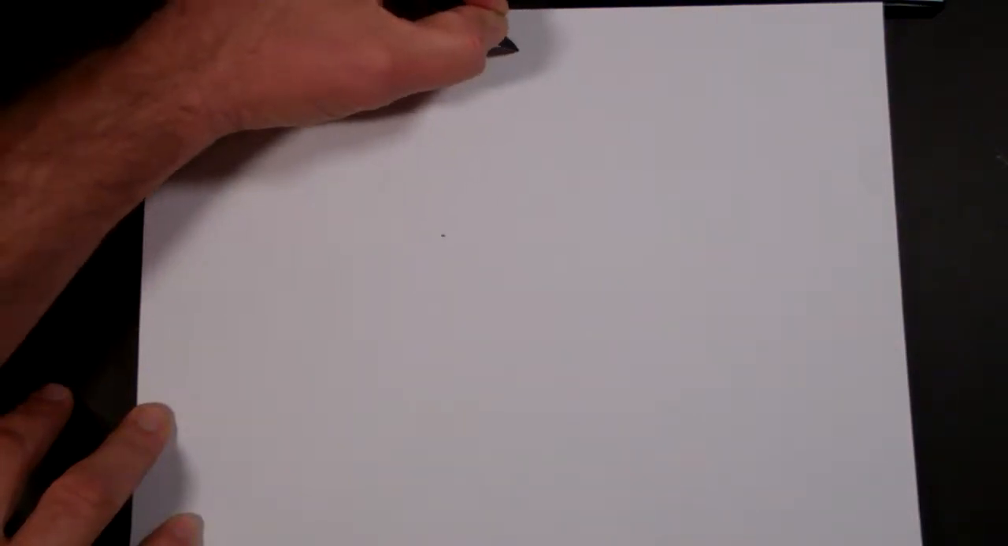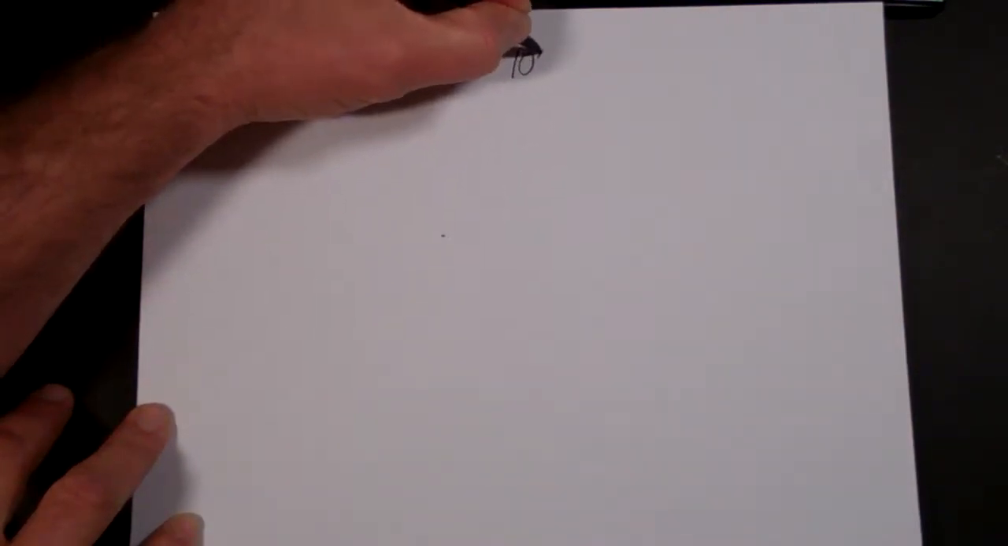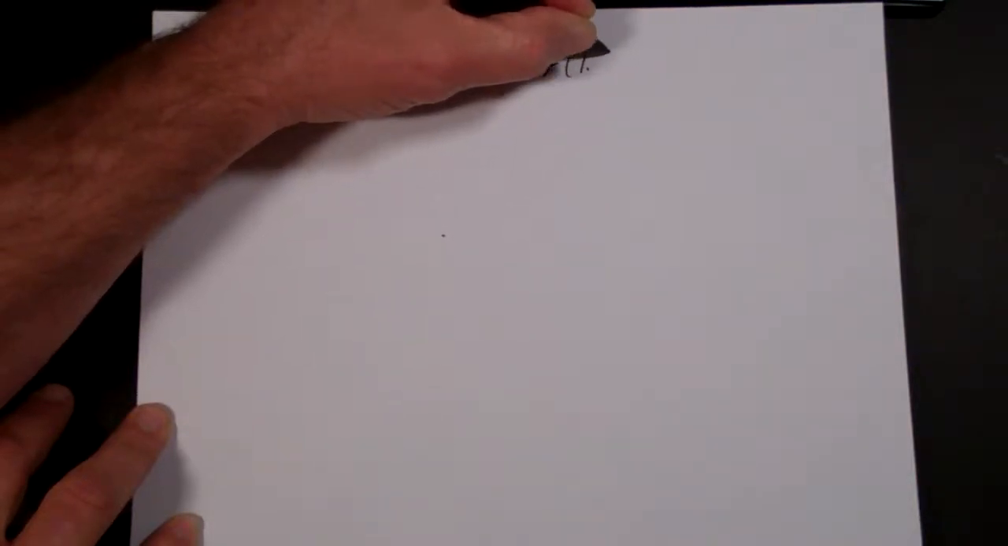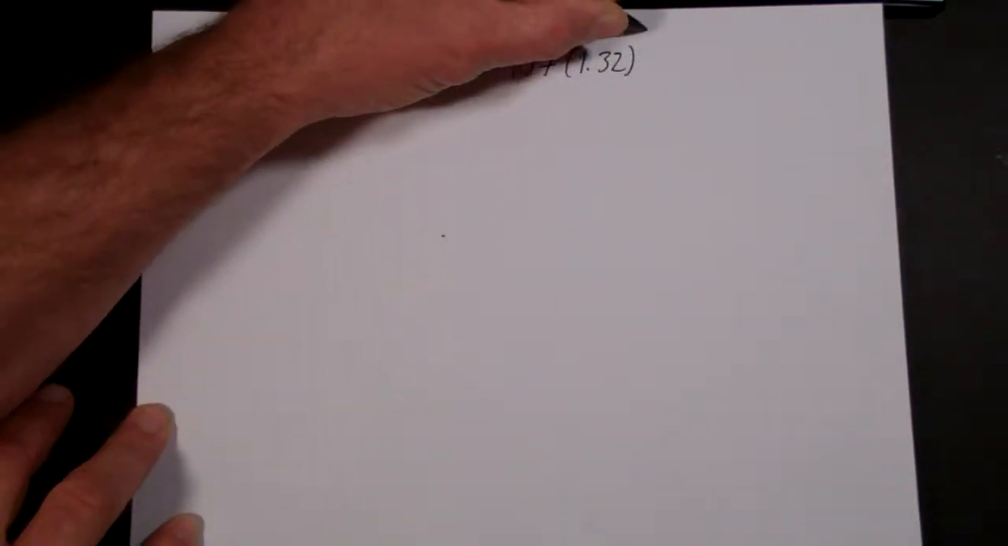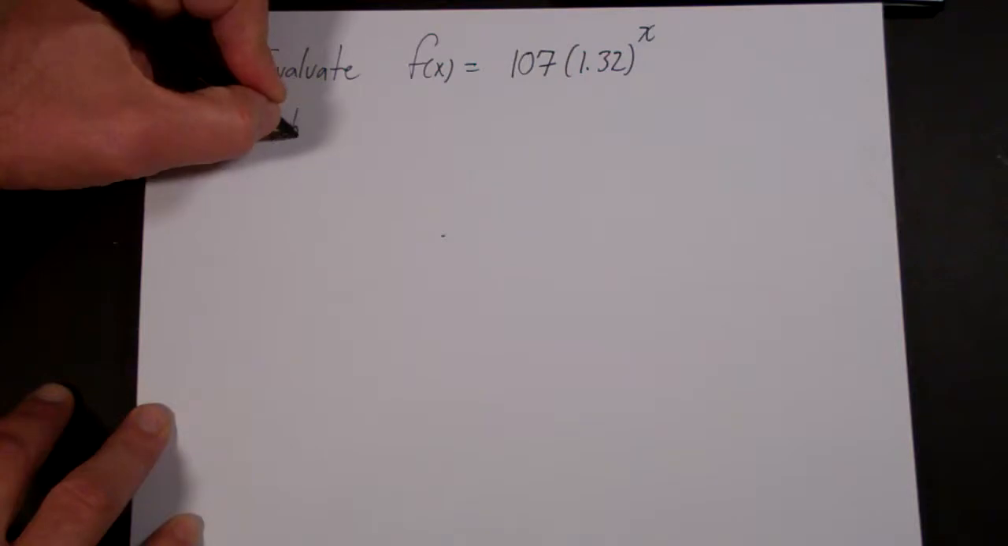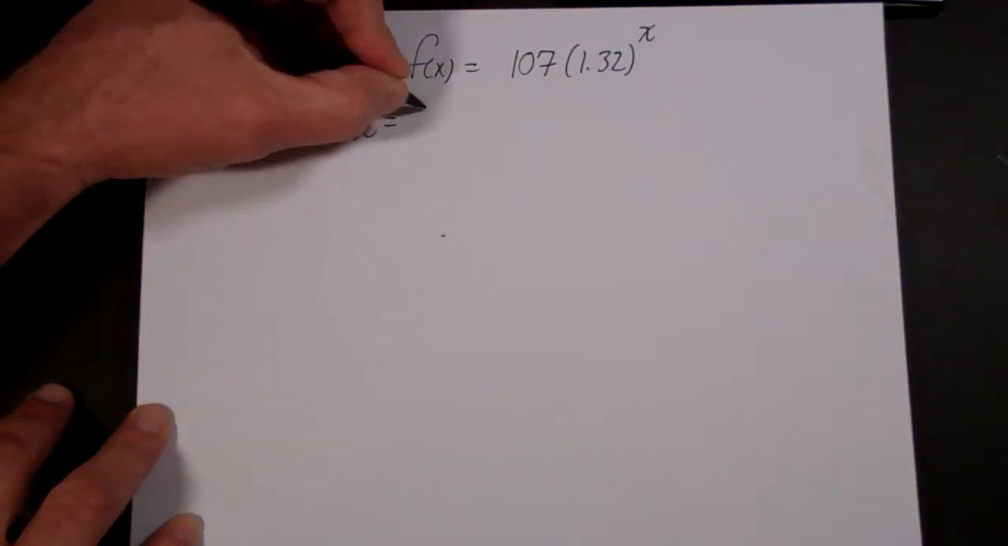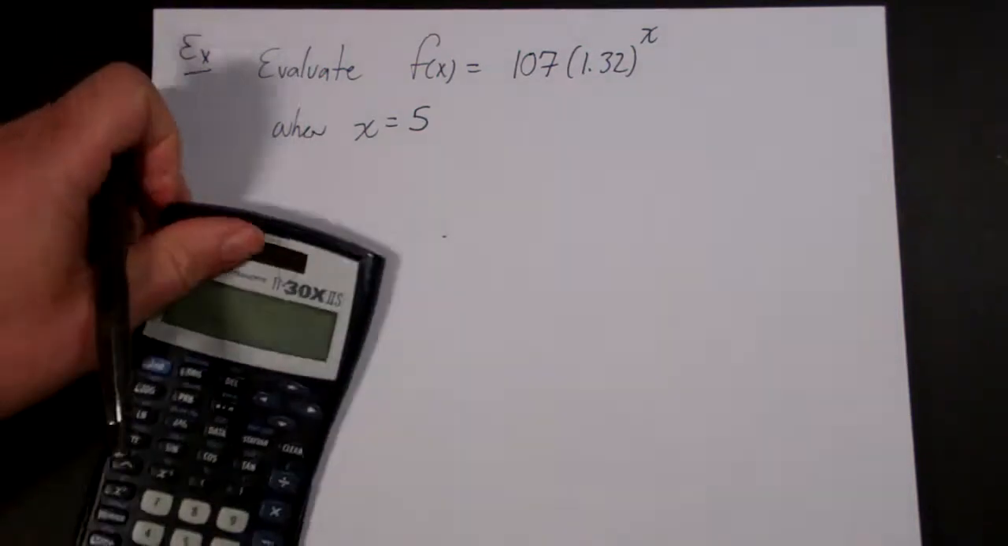So I might say evaluate f of x is equal to 107 times 1.32 raised to the x when x is equal to 5. Now that has a real specific meaning, right?